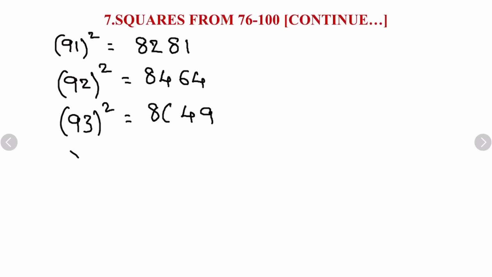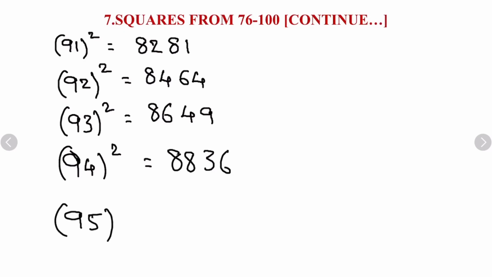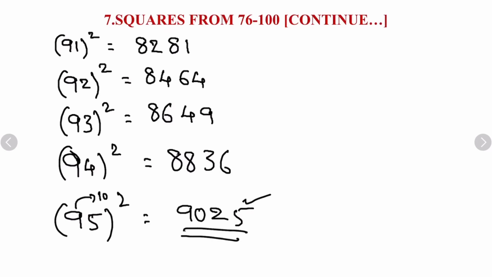It is 94 square. How much less than 100? 6. 6 square, 36. 94 minus 6, 88. It is 95 square. 5, 5 square, 25. 9, next number 10. 9 into 10, 90. This logic we have already discussed in the previous video.